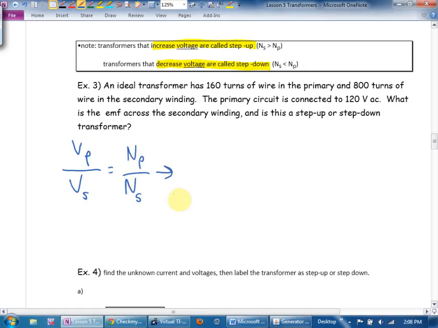What do they want us to find? V secondary. Okay. That means they told me the primary. Oh, yeah, 120. They must have told me the number of turns of wire on the primary. Oh, yeah, 160 and 800. I'm going to pretend that we've cross-multiplied enough times that you can go straight to the answer. What is the secondary voltage that we'd be getting on the other side of the transformer? Sorry? 600? Even? Okay. And Erwin, is that a step-up or step-down transformer? Step-up.